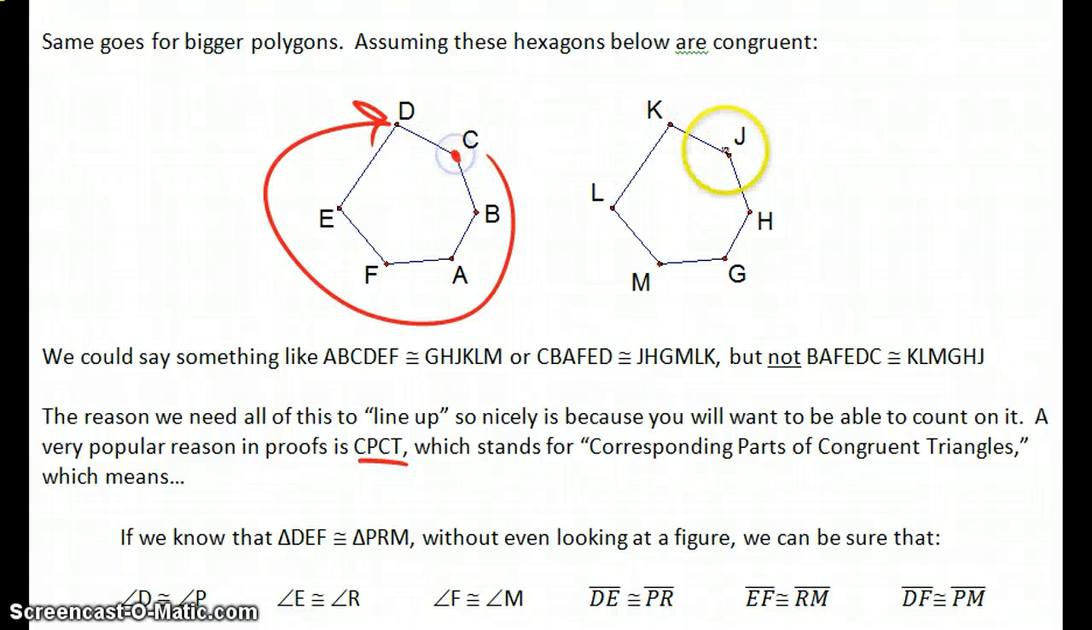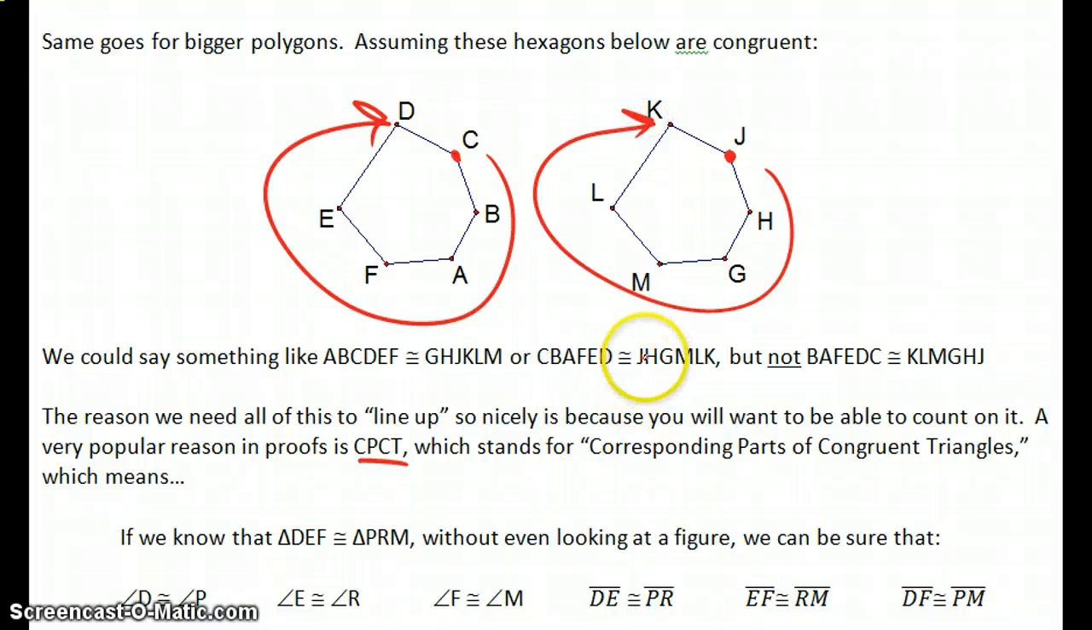If C really does line up with J, and these are going in the same direction in terms of congruence, I could call that J, H, G, M, L, K. But I couldn't do this. This would not work: B, A, F, E. I couldn't say that lines up with K, L. First of all, it goes the wrong way in terms of how it does the same jobs as this one. But the points just aren't lined up.